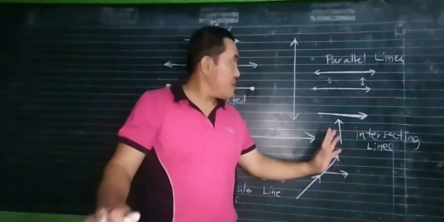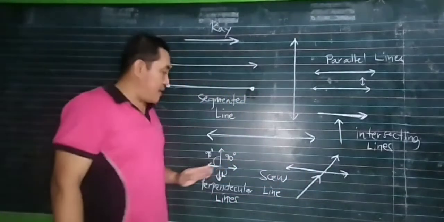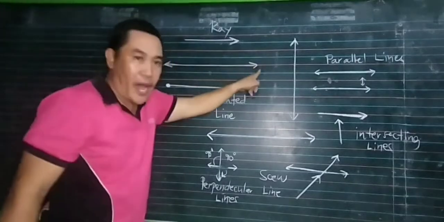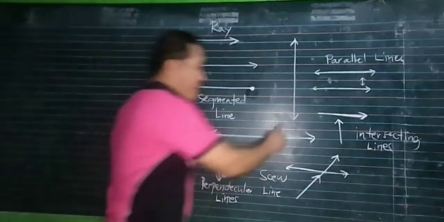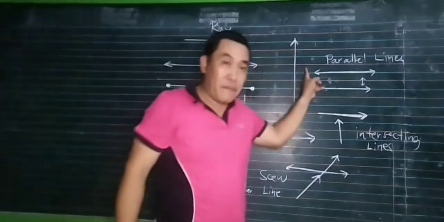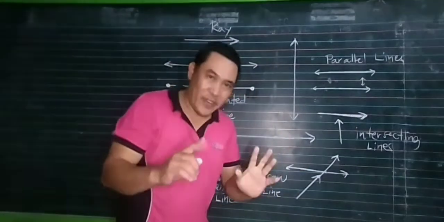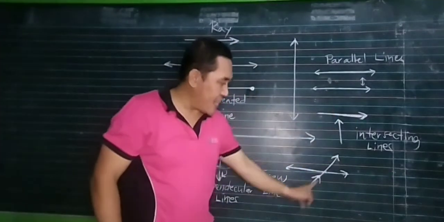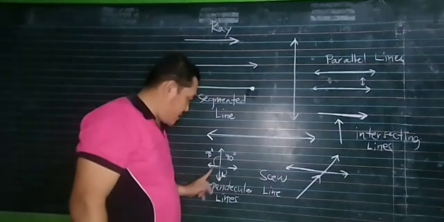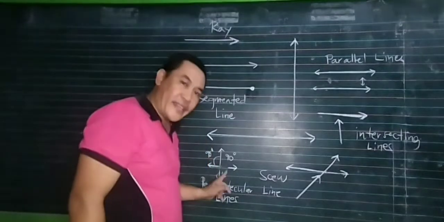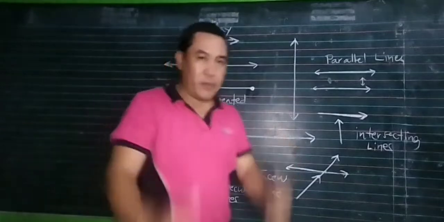Alright, so I think we're done with lines. Just always remember, lines can be rays, having an arrow. Lines can be segmented. Lines can be horizontal. And lines can be vertical. Lines can be parallel. Lines can also be intersecting, or they will meet each other, just like this. This intersecting line is called perpendicular line. It will form four right angles. Another one, lines can be skew. Next part of the topic will be angles.